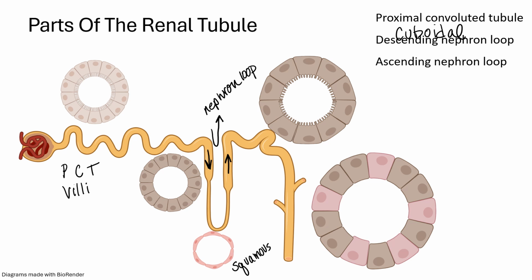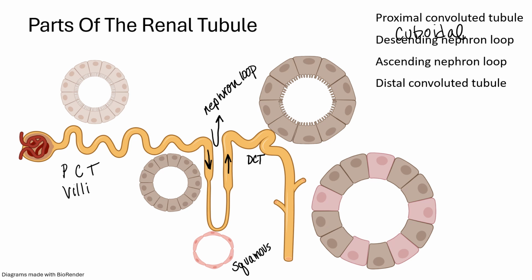Remember that the nephron loop of a juxtamedullary nephron dips deep down into those medullary pyramids of the kidney, whereas cortical nephrons were pretty much all maintained in the cortex of the kidney. As filtrate flows up this ascending arm, it enters into the DCT, or the distal convoluted tubule.